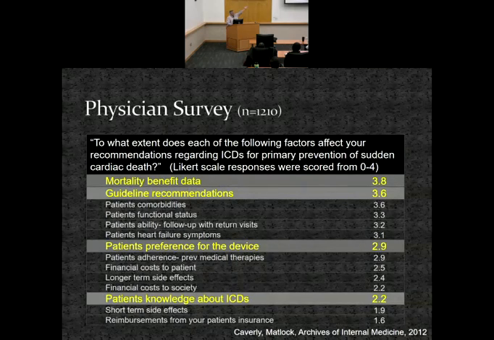We scored this on a 5-point Likert scale, 0 to 4: 3.8 and 3.6 out of 4. Patient preferences were 2.9 out of 4. Patients' understanding of the ICDs was 2.2 out of 4, as far as how important those were to the physician. And I'd argue there is a right answer here.